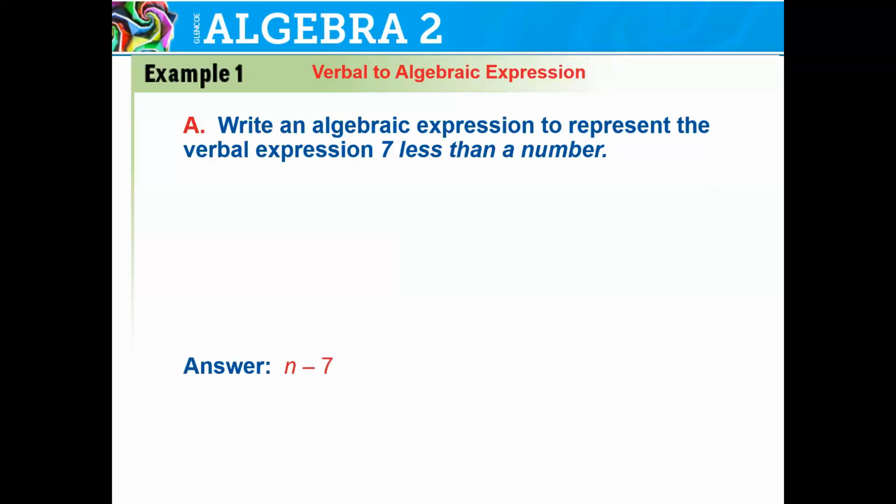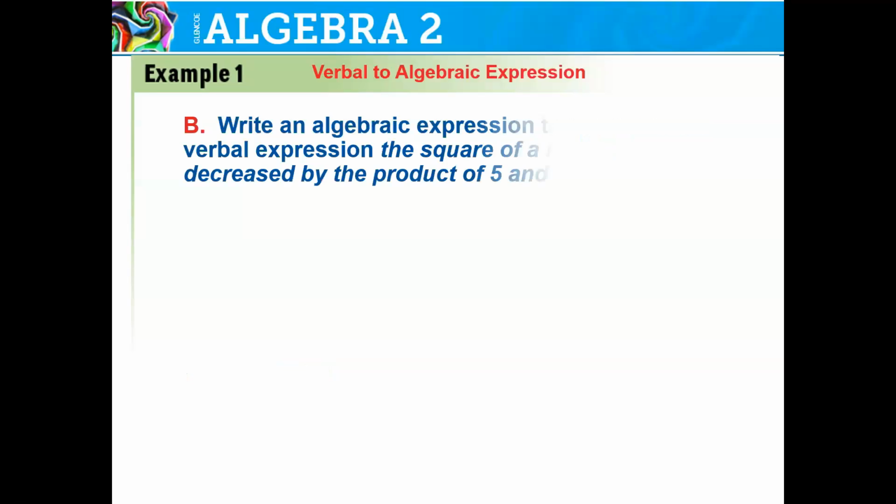Once again, example 1A, write an algebraic expression to represent a verbal expression, 7 less than a number. The answer is going to be any variable. They typically use n, but n minus 7 does represent that expression. It could be x minus 7, a minus 7, or b minus 7. Whichever variable you choose, minus 7 would be a correct answer in this situation.